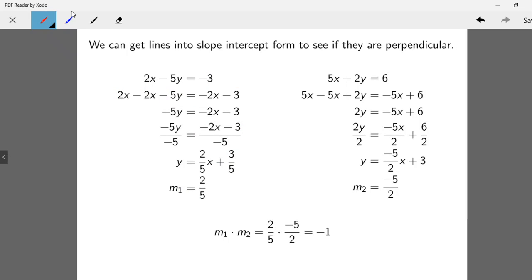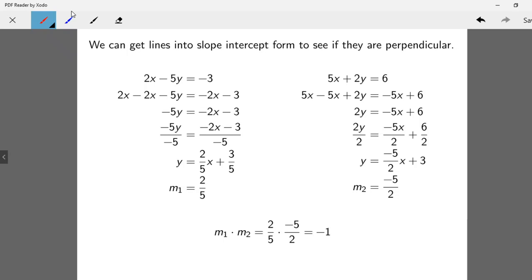We can get lines in the slope-intercept form to see if they are perpendicular. 2x minus 5y is equal to negative 3. We subtract the 2x over and we get negative 5y is equal to negative 2x minus 3. Divide everything by negative 5 to get y is equal to 2/5 x plus 3/5.